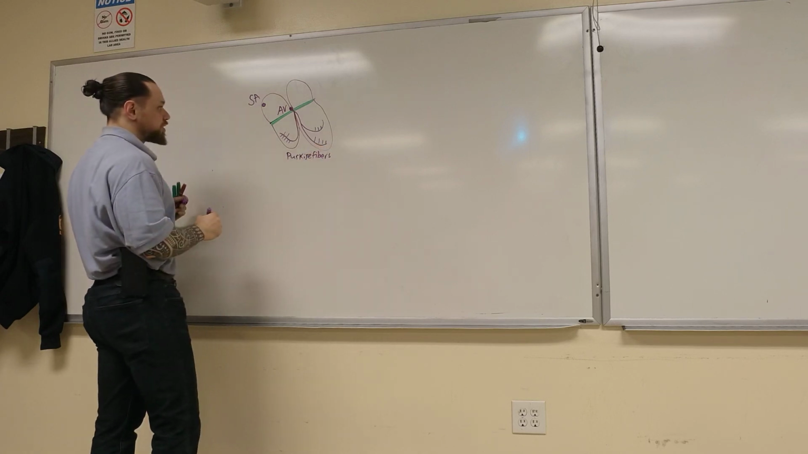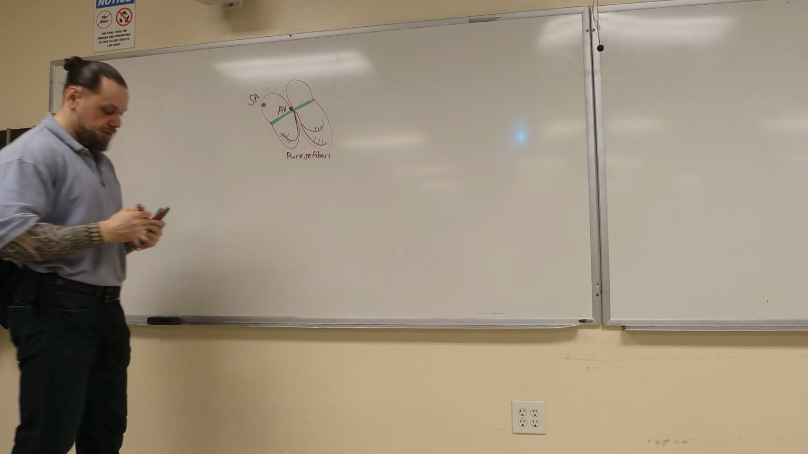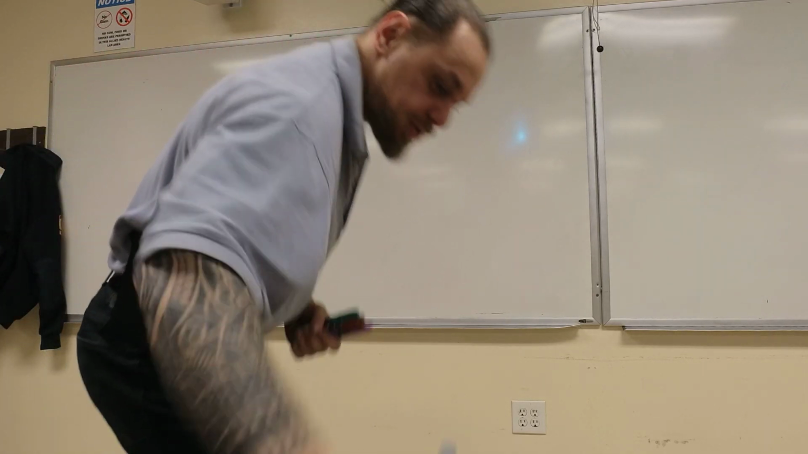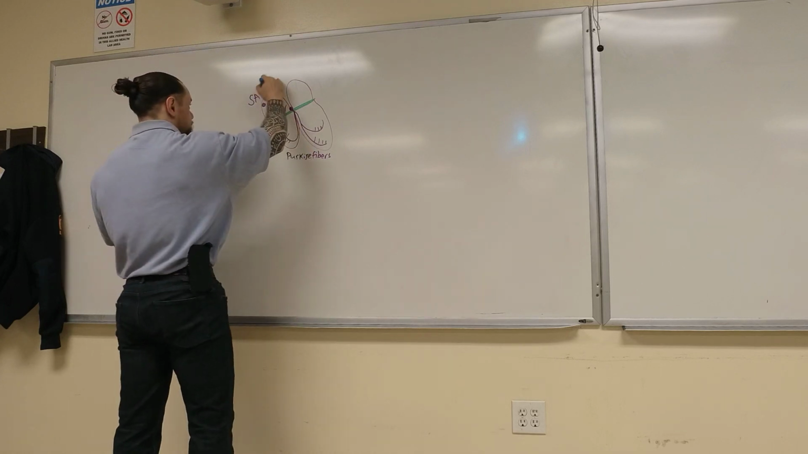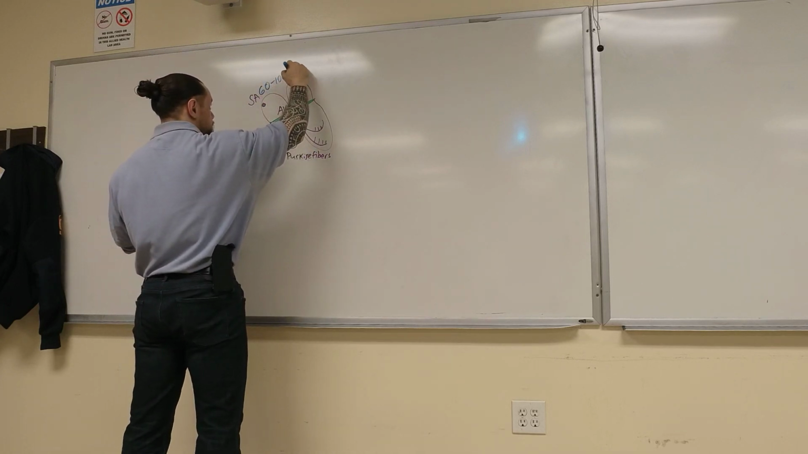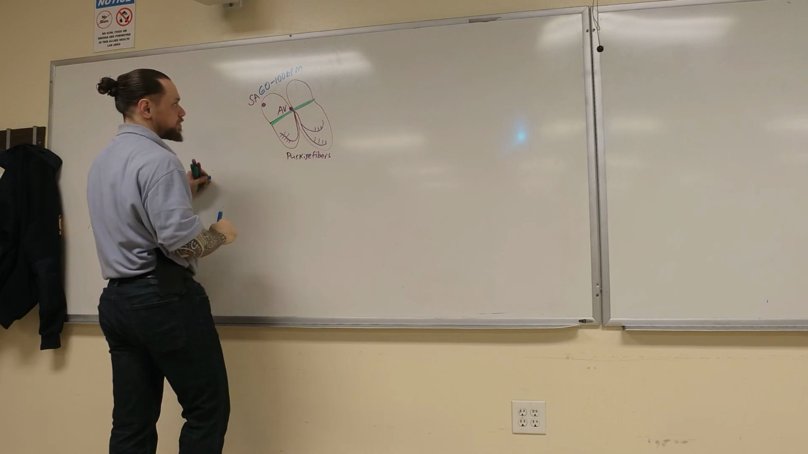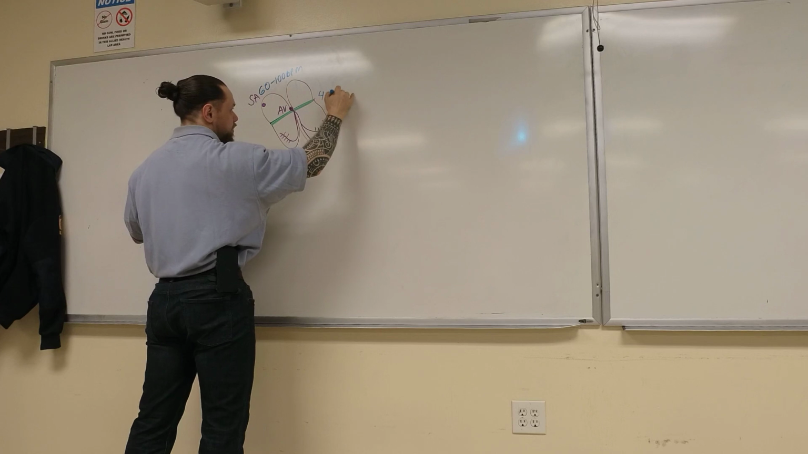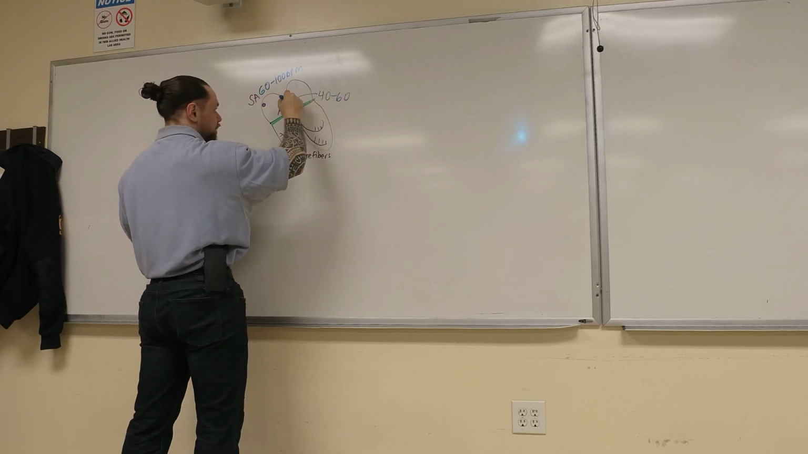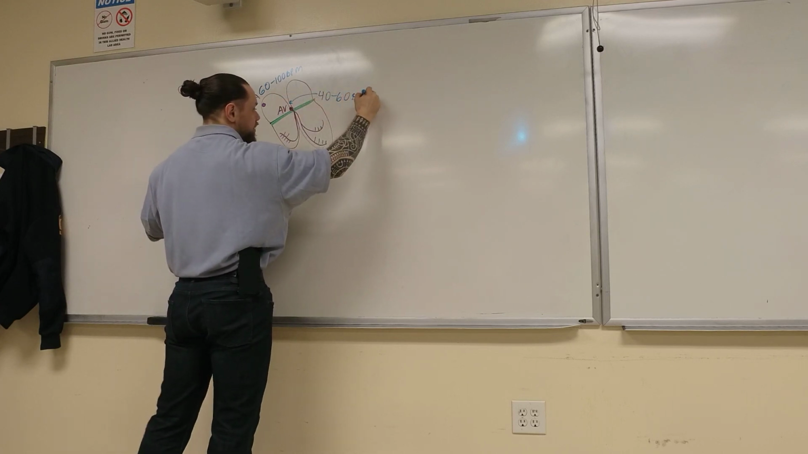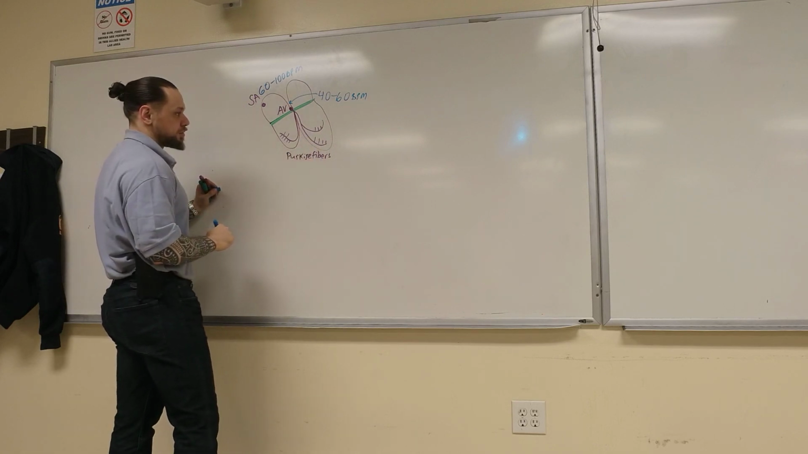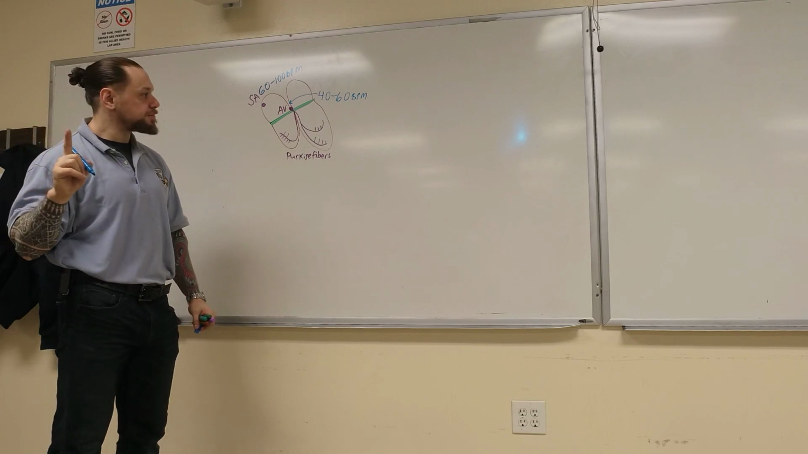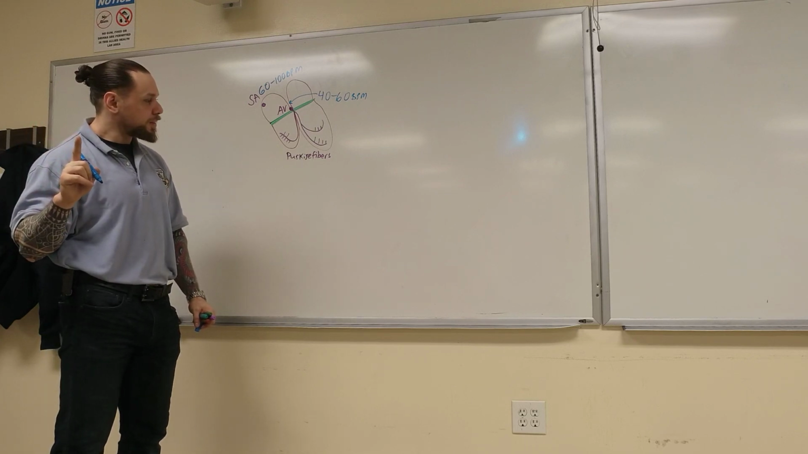Can anyone tell me what's the normal rate for the SA node? 60 to 100, right? So normally the SA node fires 60 to 100 beats per minute. And who could tell me the normal rate for the AV node? 40 to 60 beats per minute. And what about the Purkinje fibers? 15 to 20, depending on your literature.